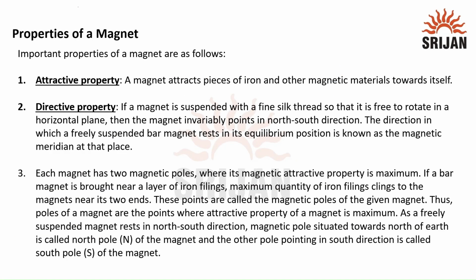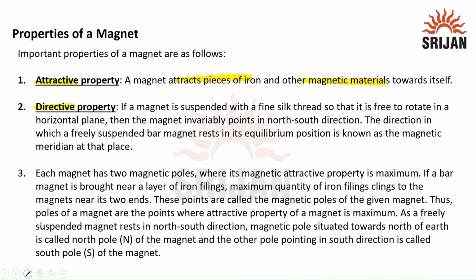Let us now discuss the properties of a magnet. The first property which we are going to discuss is the attractive property. This property states that a magnet attracts pieces of iron and other magnetic materials towards itself. This is a very simple property. Moving on to the next property, which is the directive property.